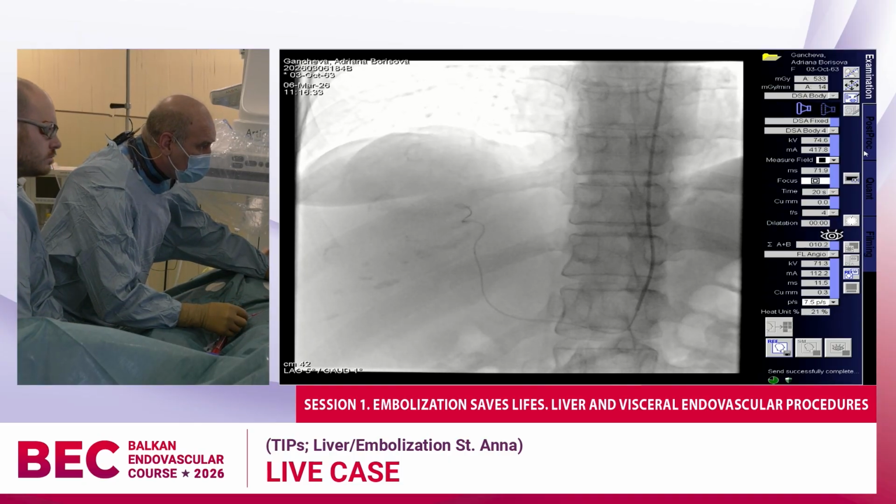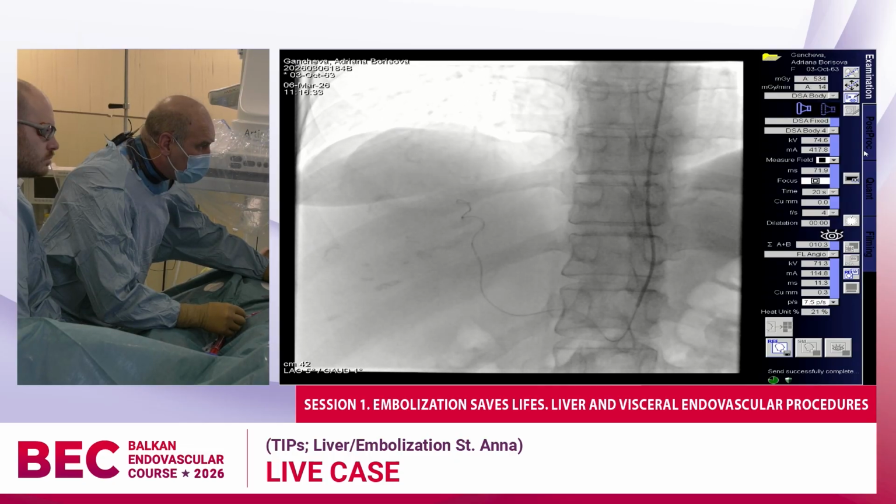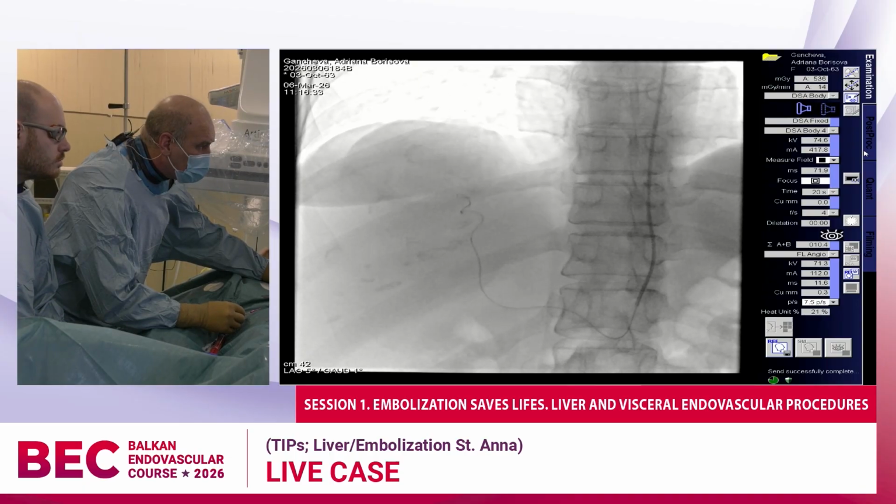We'll give it one more try. I'm keeping my eye on my catheter, which is inside the trunk, so I don't want to lose the position here.